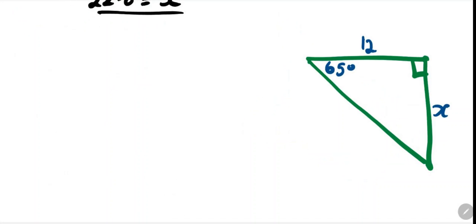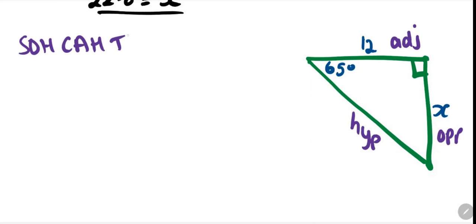Okay, let's look at the next question. First thing I'm going to do is label my sides. So this is the hypotenuse, this is opposite, and this is adjacent. So I'm going to write SOHCAHTOA. And we're going to see what we don't need. So we don't need to know anything with H, so we'll cross out our sine and our cosine. We're going to use the tangent.